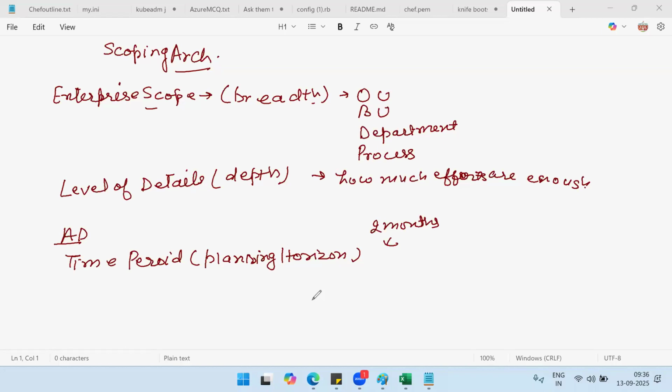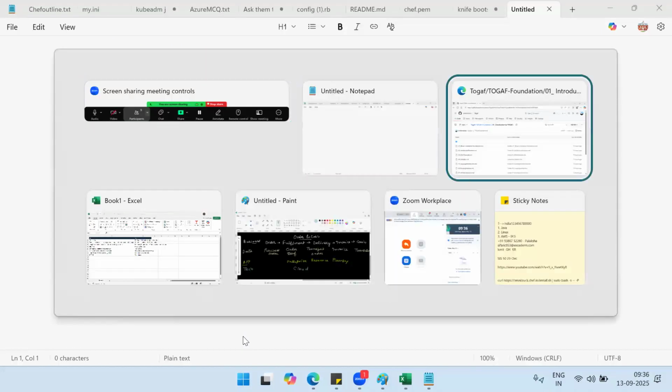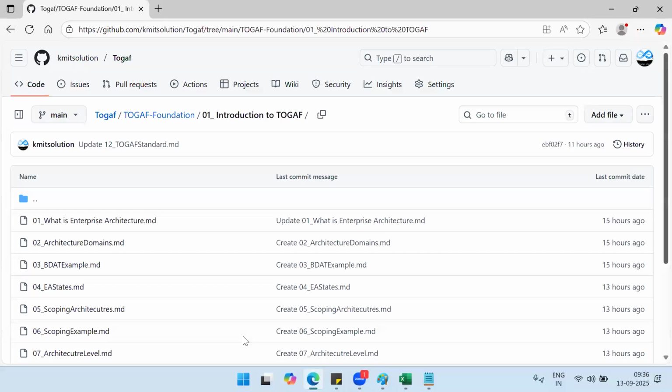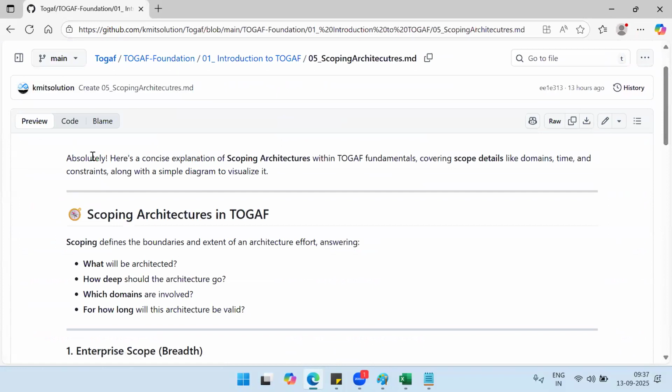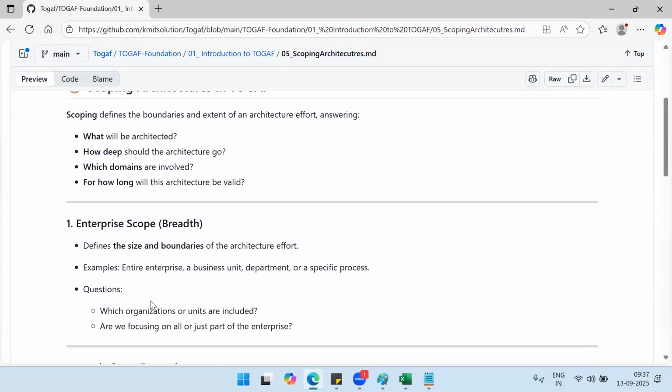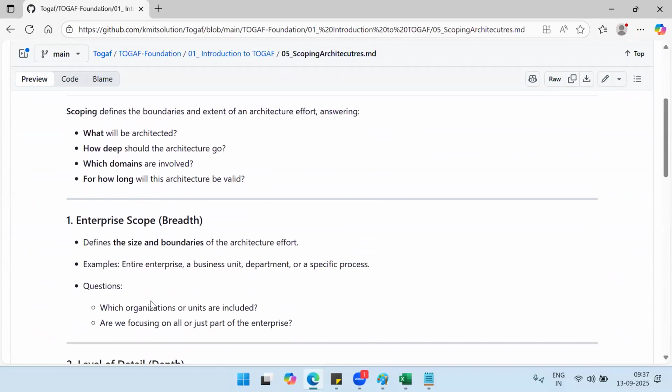So let us go to our documentation. I have created that documentation because at this moment you are understanding, but you need a revision. So, scoping architecture. Here you can see what the architecture will cover, how deep the architecture should go, which domains are involved, and for how long the architecture is valid.